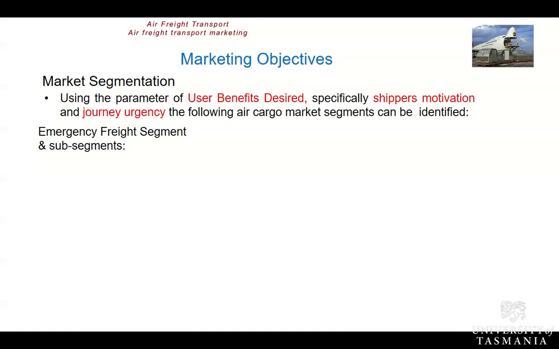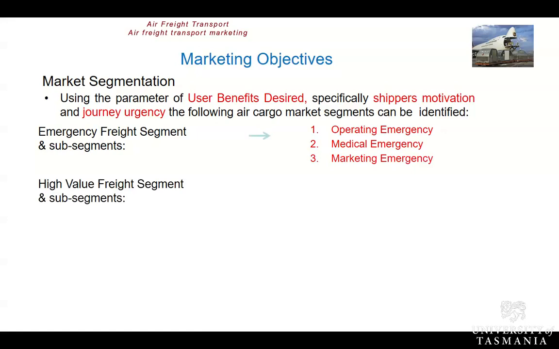What we do know from using this segmentation process is the air cargo segment market can be divided into 4 groups and a number of subgroups. Those 4 groups are the emergency freight segment, which has got a number of subsegments: operating emergency, medical emergency, and marketing emergency. The second segment that we identified was the high-value freight segment. It had some subsegments, which were liquid assets protection and cultural assets protection.